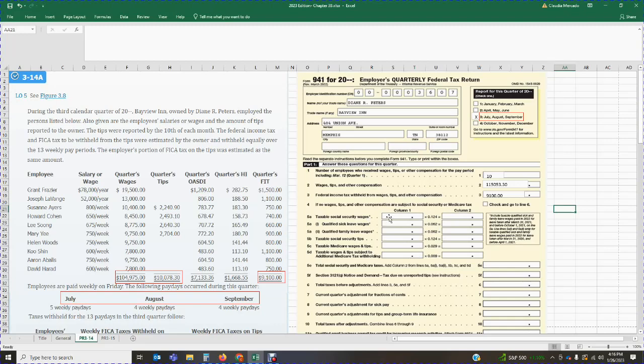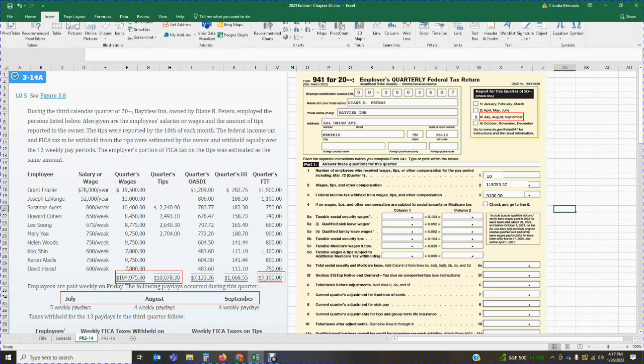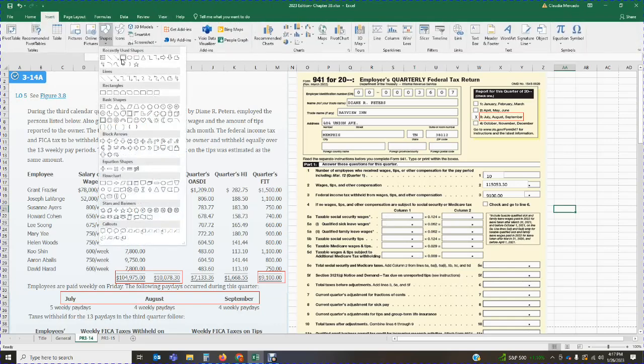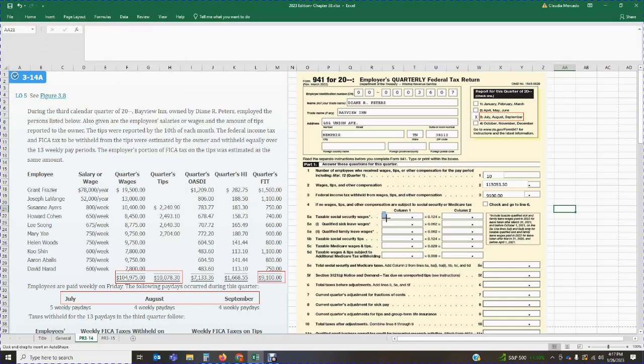Now we're talking about wages. The amount that we're going to enter is the amount for wages. And the amount for our wages is provided, $104,975, at the bottom of quarter's wages. So we've got $104,975.